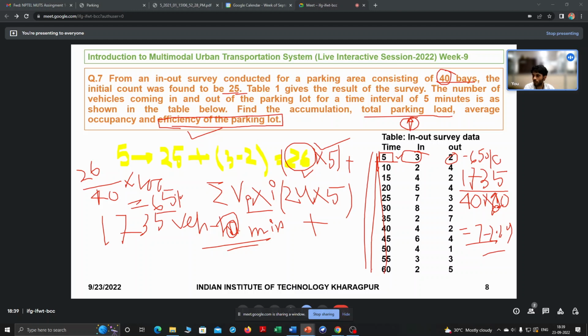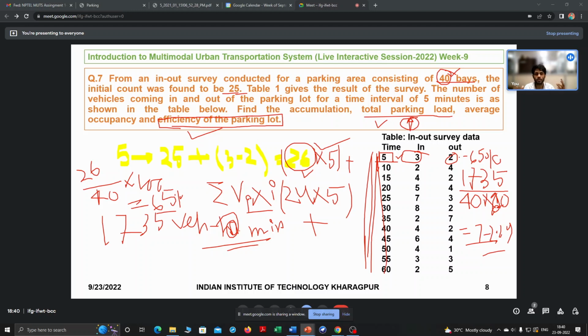So what is your parking load? Parking accumulation per interval into the time period. Here your time period is 5 minutes, 10 to 11 is 5 minutes, so an equal 5-minute time interval is there. You add it and you will get the parking load in vehicle hour or vehicle minute, which means vehicle time. Then your average occupancy is, per time interval, the number of bays is 40 and the number of vehicles actually parked. If you divide it, that is the occupancy for each time interval, and the average is over all the observations from 5 to 60, right?